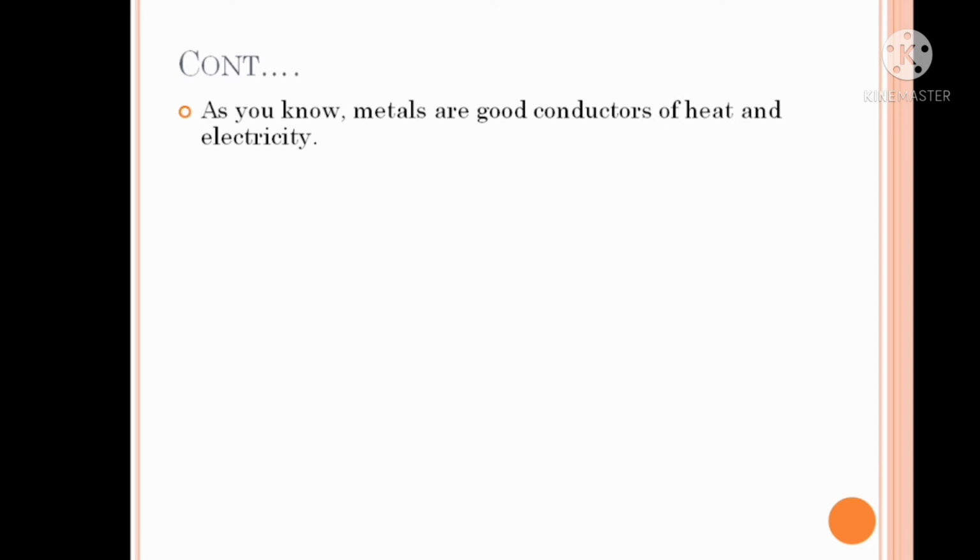If you are using some wood material when the electricity is passing, you won't get any kind of current or shock. But if the current is passing and you touch any kind of metallic material, you will get the shock, because metals are good conductors of heat and electricity.